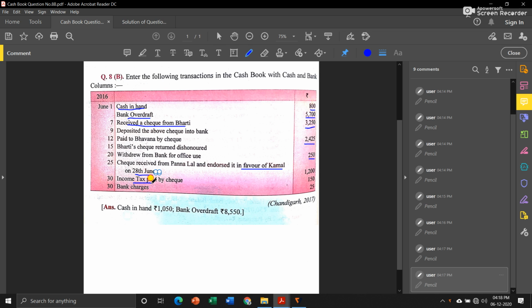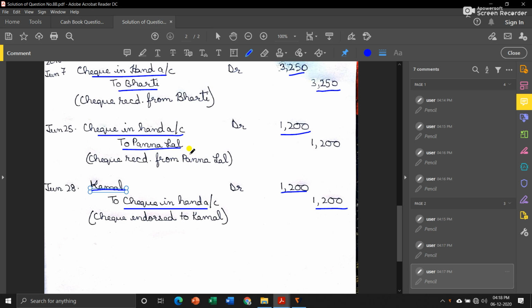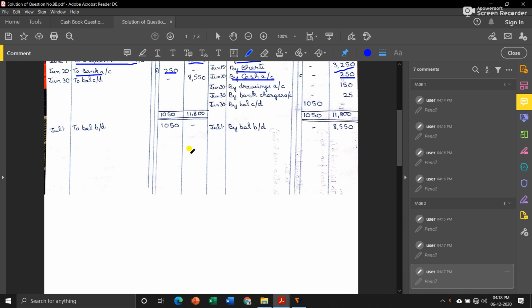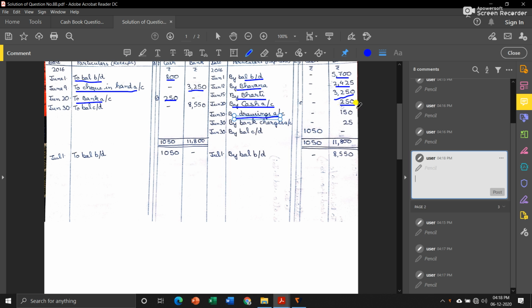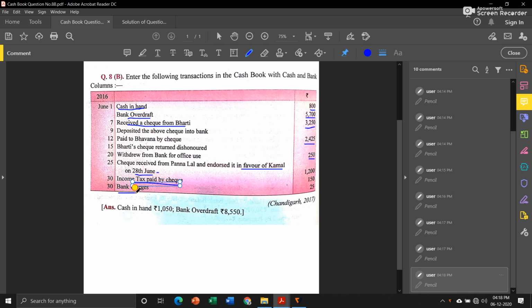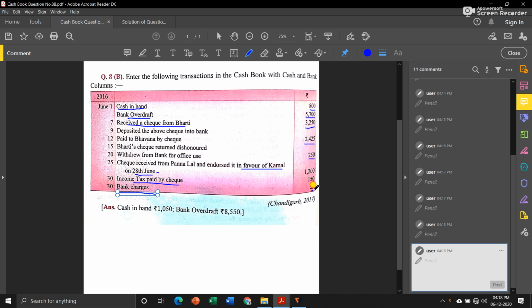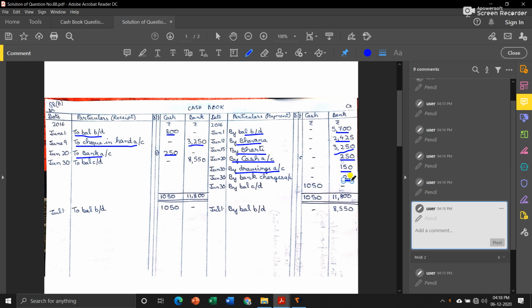Then next, on June 30, paid income tax by check. Income tax is the proprietor's personal expenditure, so we will not treat it as a business expense, but we will treat it as drawings, because the proprietor used his money from the bank for his personal use. So we will write by drawings account, and since he made that payment by check, we will write 150 in the bank column. Then at last, on June 30, the bank charged rupees 25. So bank charges, usually the bank takes away from our bank account, so we have to write it on the credit side and in the bank column rupees 25.